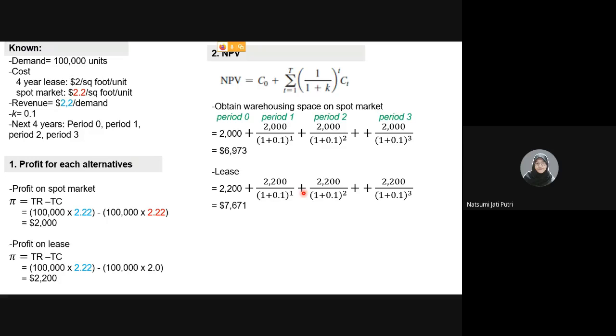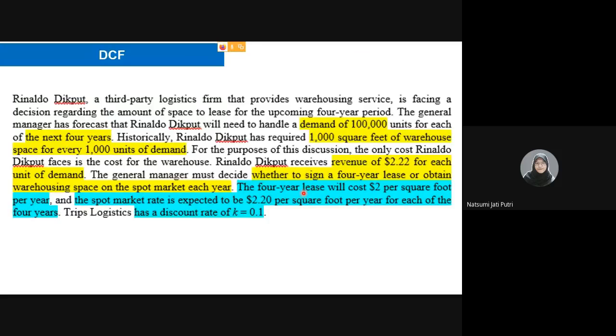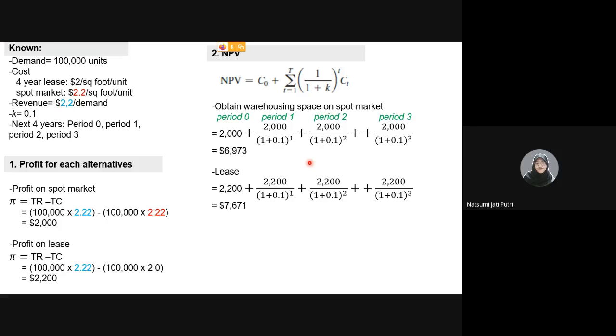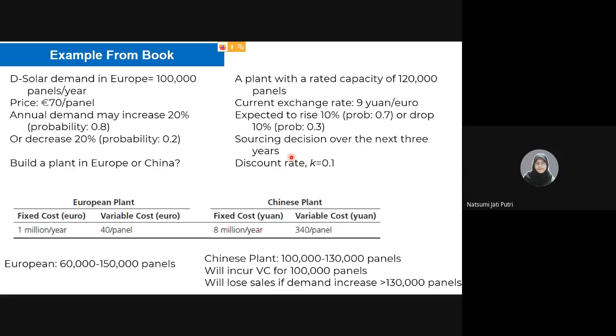Okay, for those who just came here, I already explained the new problem about the discounted cash flow. I think you can watch the recorded video or later read the PPT. I will upload it on Google Classroom. And next, I will explain the example from the book.